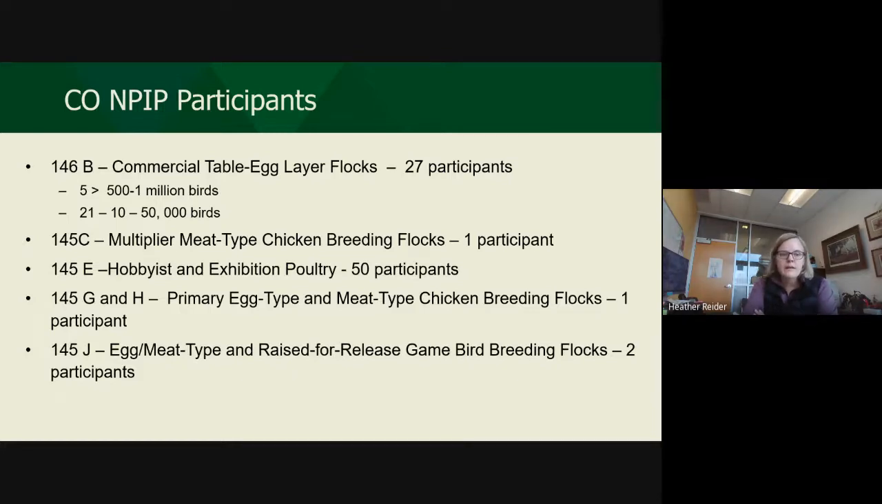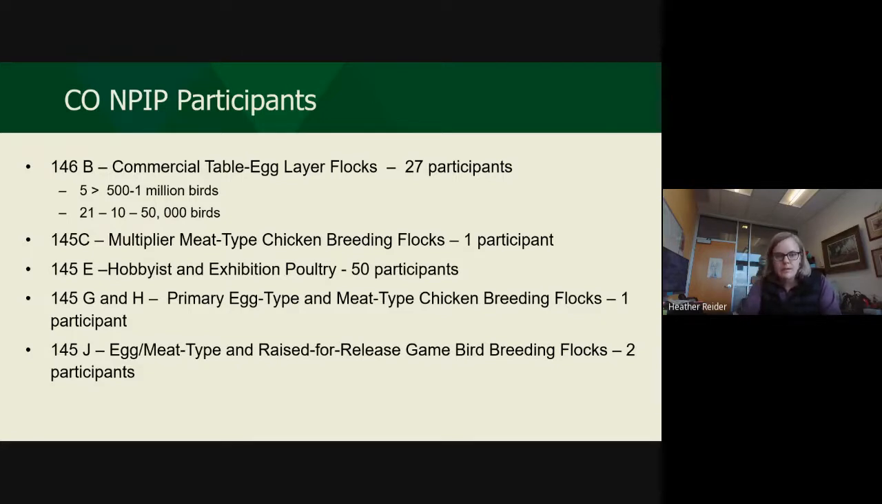Then we have 21 in the more 10,000 range. Most are in 25,000 bird barns, and I think we have one upwards of a 50,000 bird barn. So a lot smaller. We have one pullet producer who's around 200,000 birds. You can see that size difference, but this is primarily an egg production state, based on the altitude and what works here. We do have a multiplier meat breeding facility, which is fairly large. That would be the 145C.